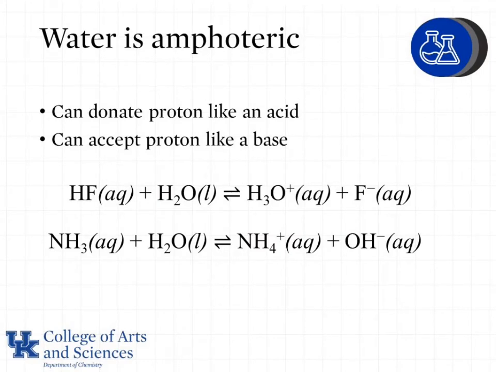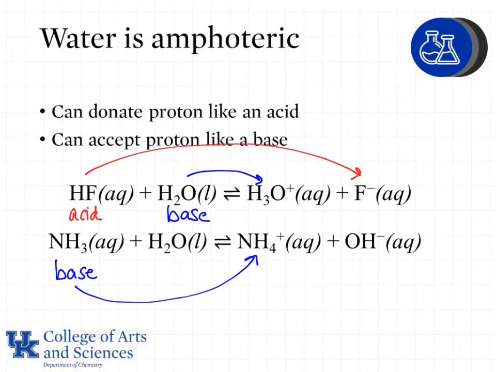Water is amphoteric because it can act like an acid or a base. It can either donate a proton or accept a proton. In the first example, we see that HF is an acid because it's donating a proton and as a result forms F-. Since HF is giving up the proton, it's considered an acid. H2O is acting as a base because it's accepting that proton to form H3O+.